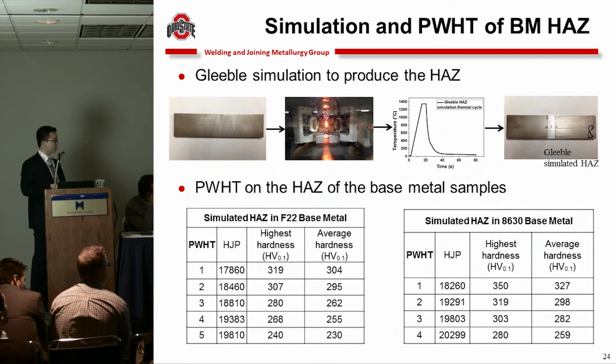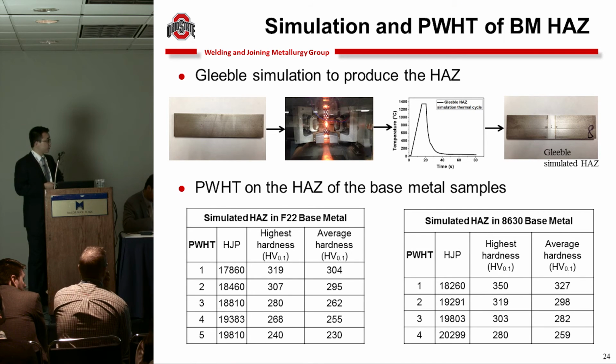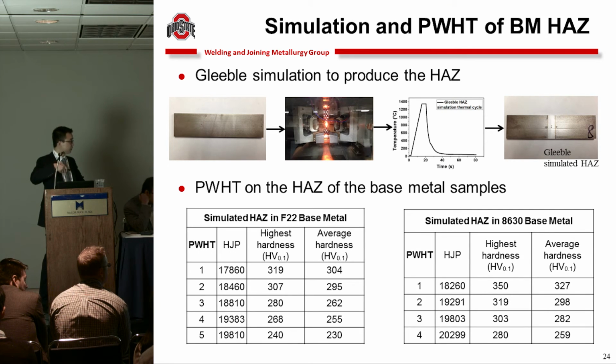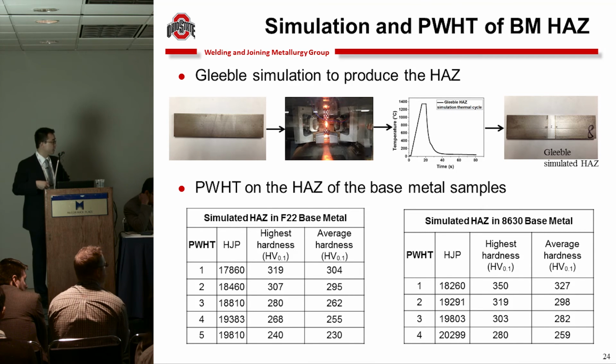Next, over several slides, I will introduce some updated results of the delayed hydrogen cracking test. First, we use the Gleeble simulation to produce a heat affected zone in a base metal sample. This is a base metal sample. This is a sample with a high hardness heat affected zone in the middle section. We then do the post-weld heat treatment on the sample to reduce the hardness in the heat affected zone. This is F22 steel. This is the 8630 steel. We try different post-weld heat treatments and decrease the hardness, also for the 8630 sample.